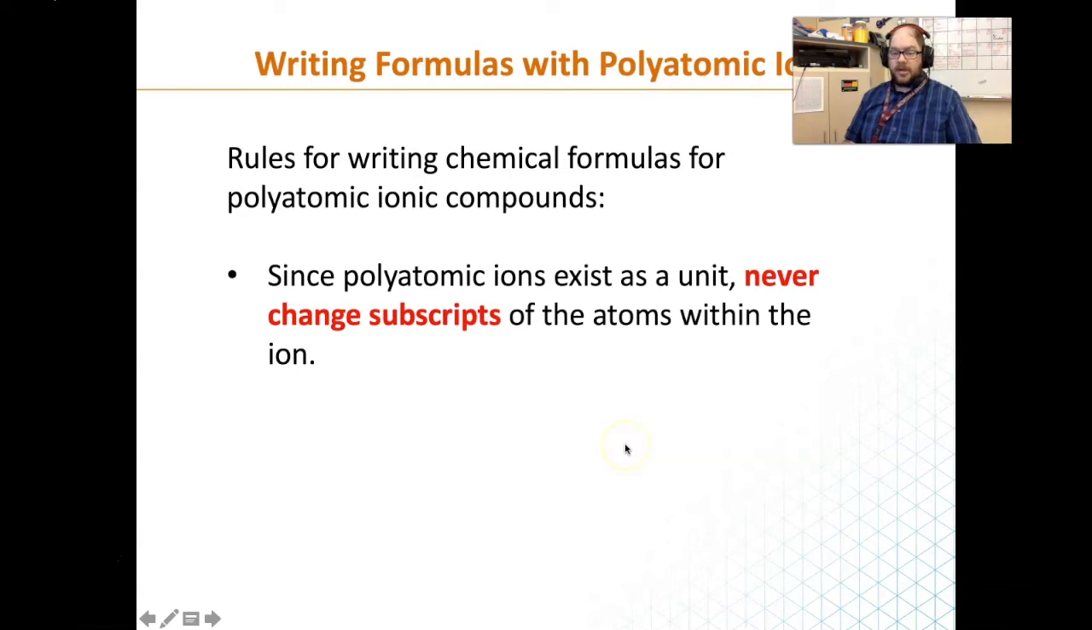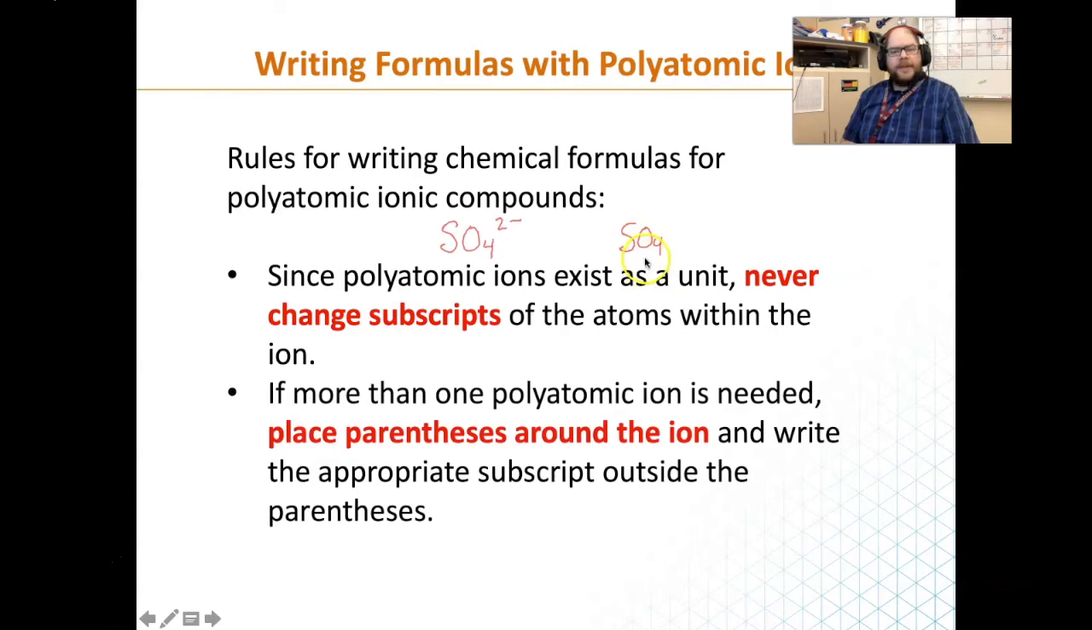Well, since a polyatomic ion exists as a unit, you're never going to change the subscript of that polyatomic ion. What we mean by that is, let's say that we have sulfate. Sulfate is SO4 2-. So if I'm going to write SO4 in a formula, I'm going to keep it as SO4. Okay, I'm not going to change that 4 to any other number. Now, what happens if I need more sulfates? So if you need more than one sulfate in your formula, you're going to put parentheses around it, and then you're going to put how many you need on the outside of it.